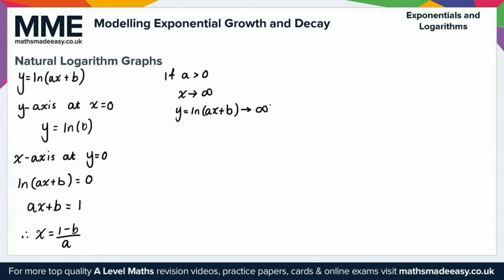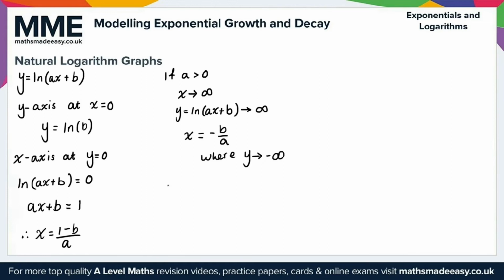Okay, it tends to infinity. And x can decrease until ax plus b equals 0. So there's an asymptote here at x equals minus b over a, where y tends to negative infinity.